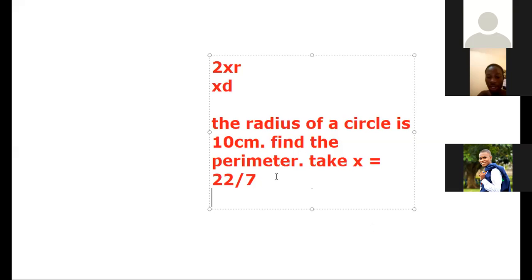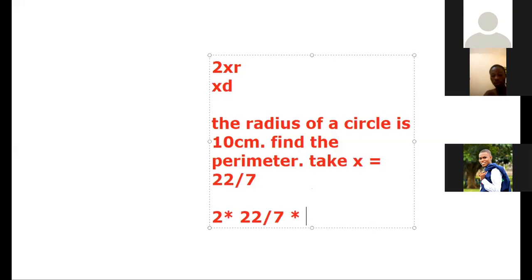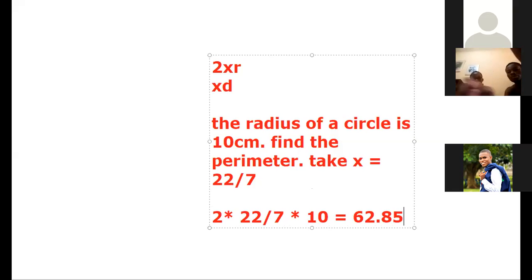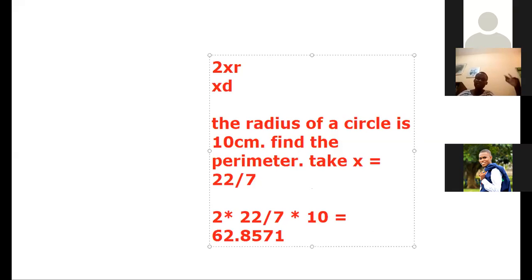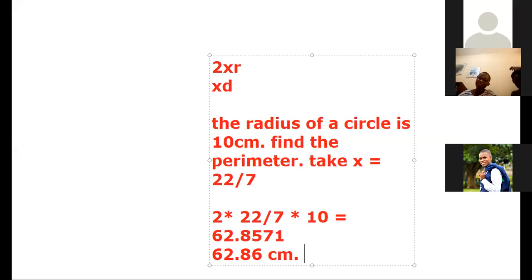Nice one, Brigitta. When you're asked to find the perimeter of a circle with a radius of 10 centimeters, it is 2 times pi, and pi is 22 over 7, times the radius, which is 10 centimeters, and that will give us 62.8571. But always round it to the nearest 2 decimal places. So that will give you 62.86 centimeters. Nice job, everyone.